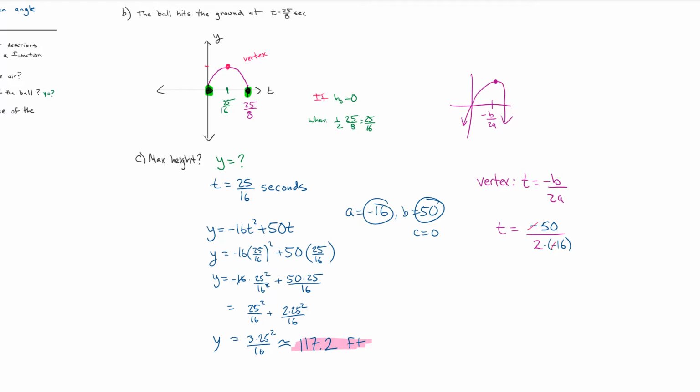And do we remember things like the vertex can always be found at negative b over 2a if you have a parabola? Cool. And that's where we're going to find our maximum height, at the vertex. Cool, so we got our part C. Let's see. Wow, my writing's beautiful.